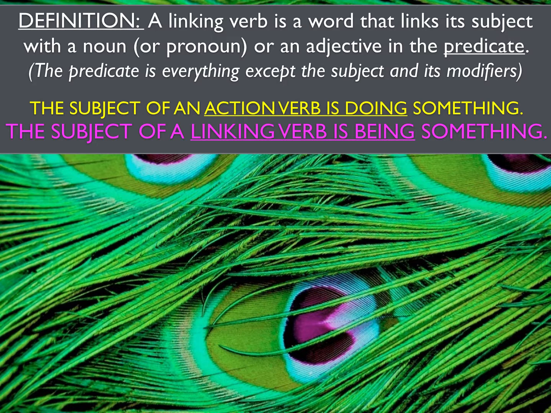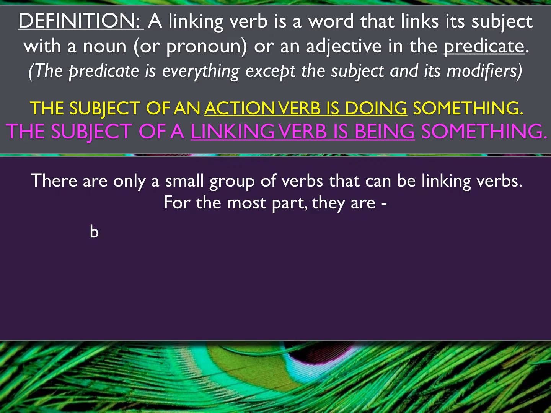A linking verb is a word that links its subject with the noun or pronoun, or an adjective in the predicate. Now you may have heard this word before. Predicate just means everything except the subject and its modifiers. So, the subject of an action verb is doing something, and the subject of a linking verb is being something. So that's the difference. Patterns 1, 2, and 3 were action verbs. Patterns 4 and 5 will be linking verbs.